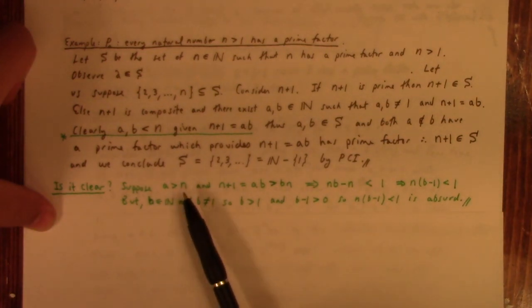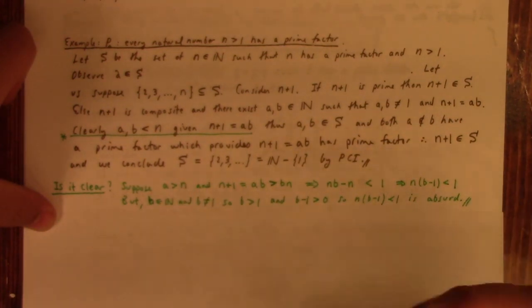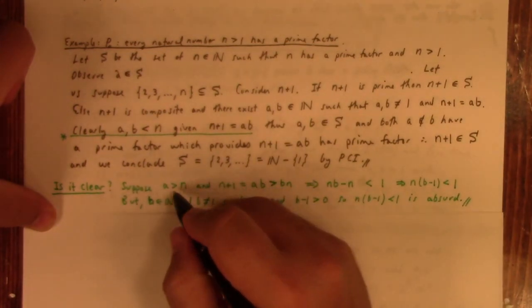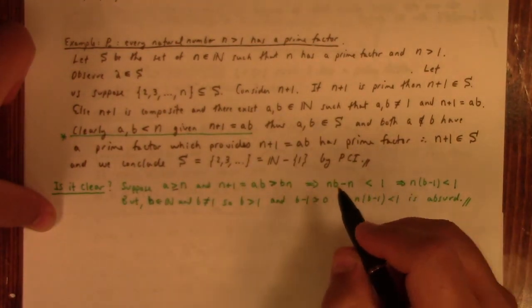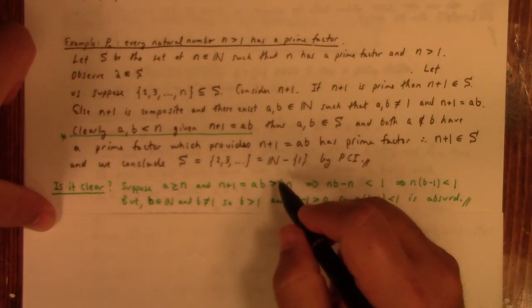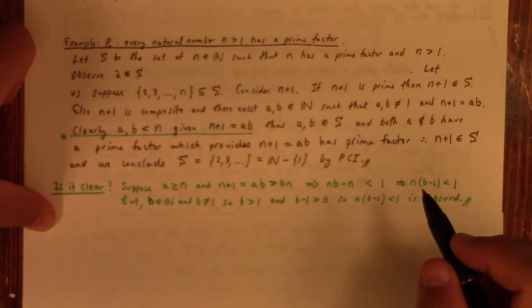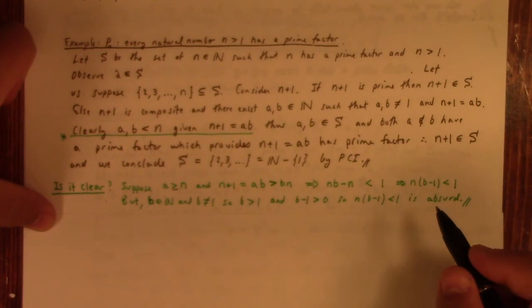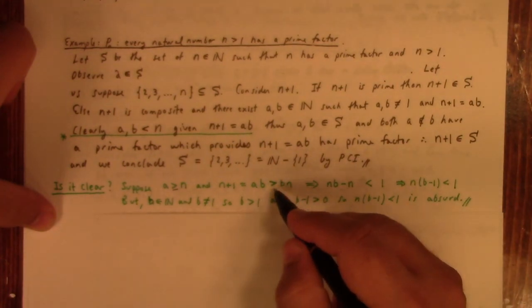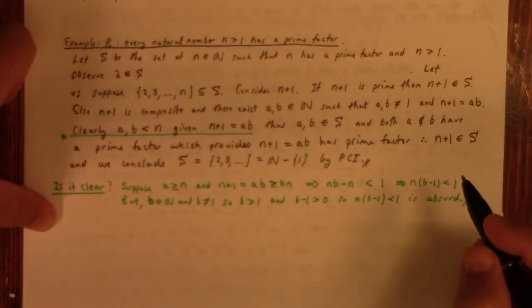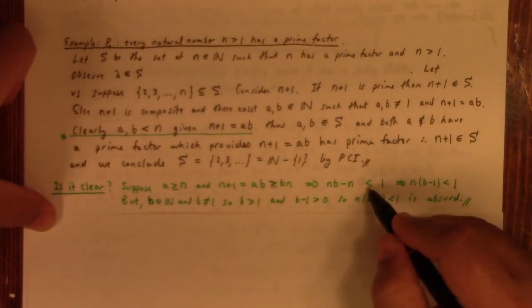We already know they're not equal to n, I think, but I could maybe just be sure here. Let me put greater than or equal to, to be logical. That changes this to greater than or equal to, which changes this to less than or equal to.